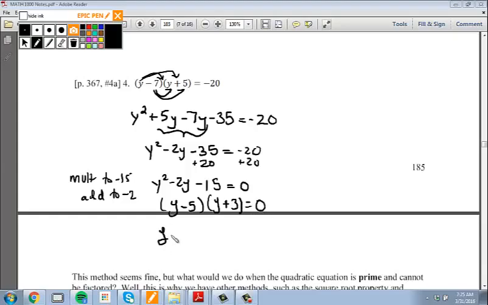So then I set each of these factors equal to 0. So if I add the 5, I get y equals 5. And if I subtract the 3, I get y equals negative 3.